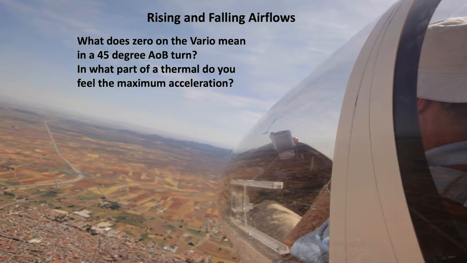Rising and falling air flows. What does zero on the vario mean in a 45 degree angle of bank turn? Well, it means that the thermal air at that point is moving at 1.4 knots or thereabouts. Of course, the second question is, in what part of a thermal do you feel the maximum acceleration? Well, it's not when the vario hits a peak.